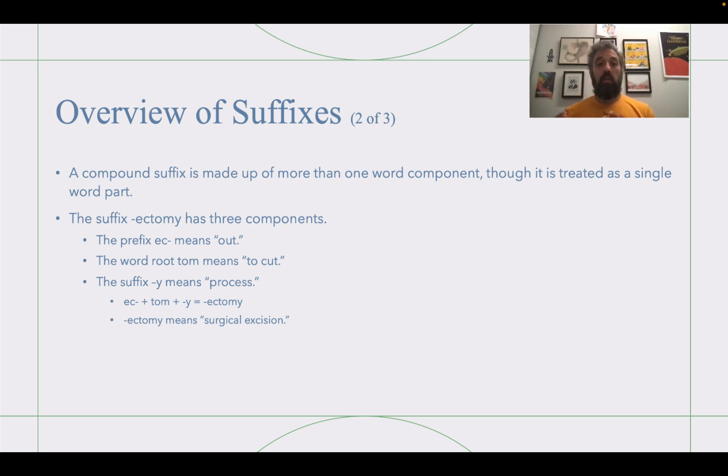A compound suffix can mean that you add multiple different types of suffixes together, or multiple portions of a word. So you can have something like ectomy. It has 3 individual components. Ec means out or outside of. Tom means to cut. And y is a process. So ectomy is a surgical process of excision, removing something. So a tonsillectomy is removing your tonsils. An appendectomy is removing your appendix.